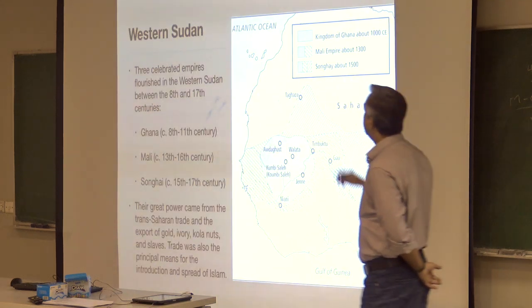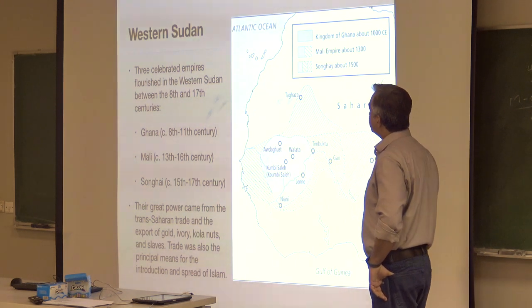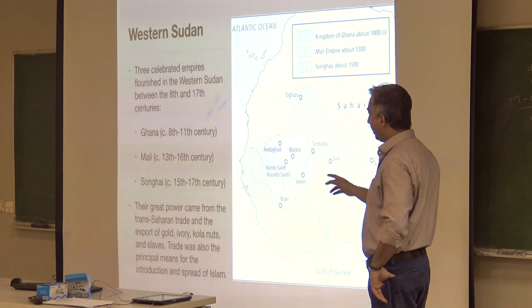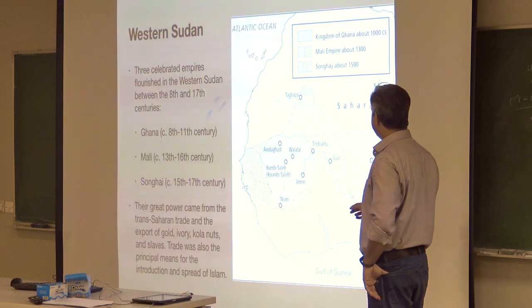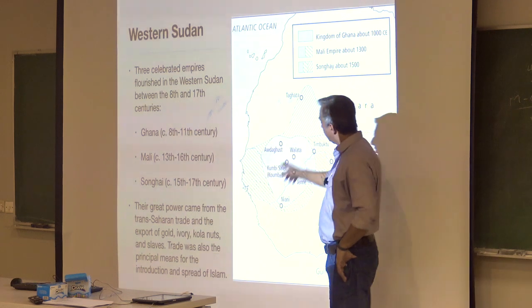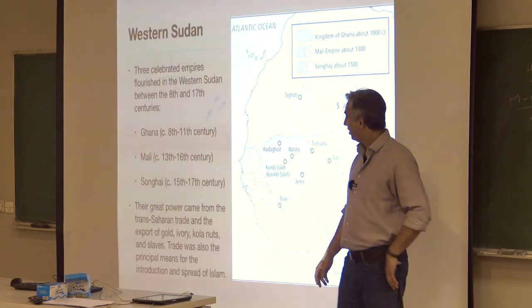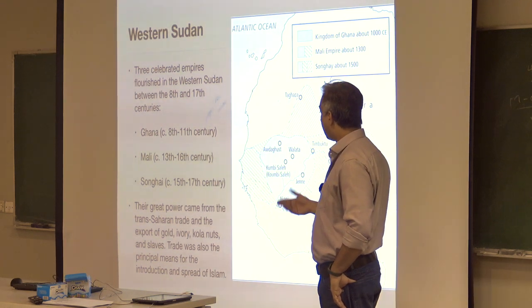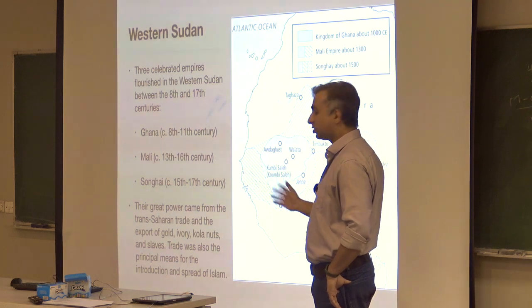And then you had the Western Sudan kingdoms, 3 celebrated empires that flourished in Western Sudan between the 8th and the 17th century. The Ghana Empire, 8th to 11th century. The Mali Empire, 13th to 16th century. And the Songhai Empire from the 15th to the 17th century. All of them, by the way, are basically around the Niger River, as you will see. Okay? Their great power came from the trans-Saharan trade and the export of gold, ivory, kola nuts, and slaves. Trade was also the principal means for the introduction and spread of Islam.